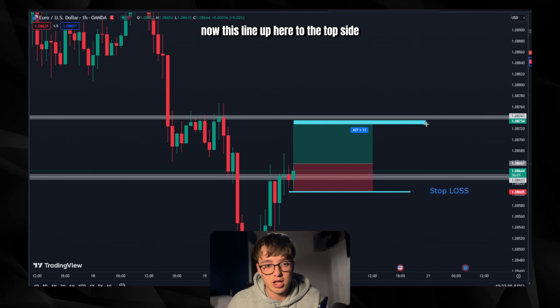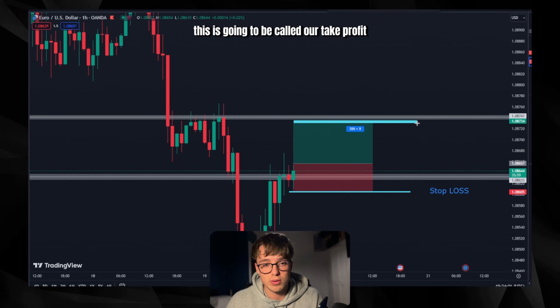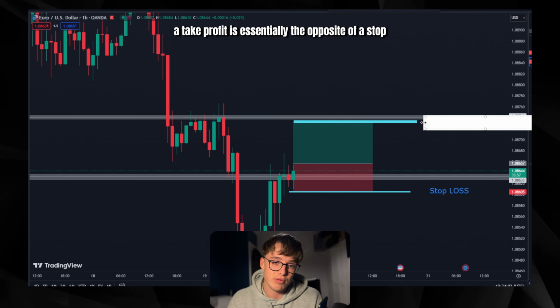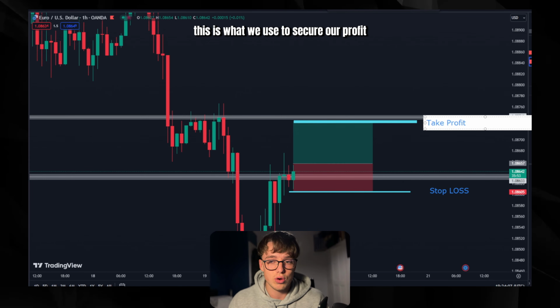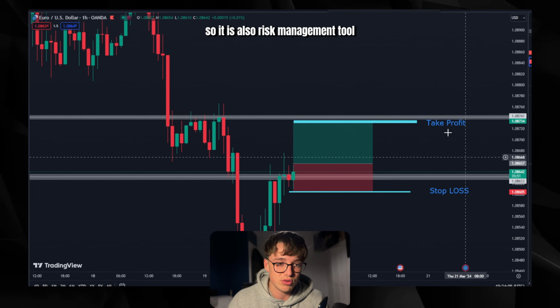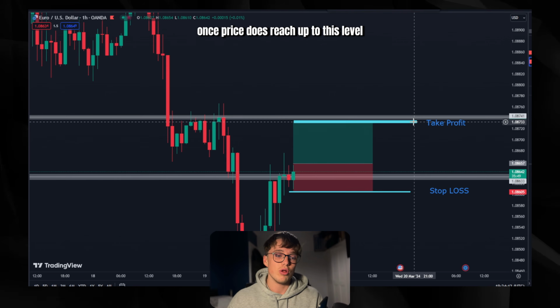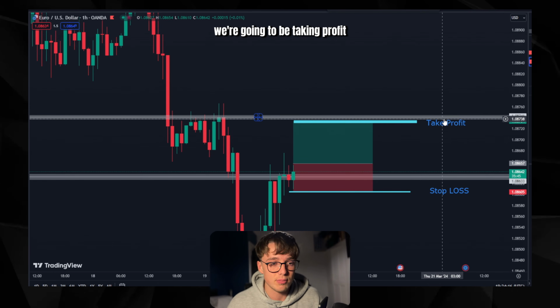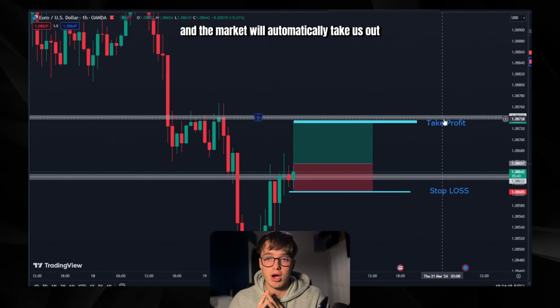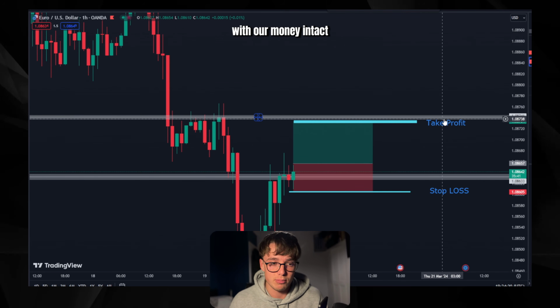Now this line up here to the top side is called our take profit. A take profit is essentially the opposite of a stop loss, right? This is what we use to secure our profits. So it is also a risk management tool, but in a positive way. Once price does reach up to this level, we're going to be taking profit right there, and the market will automatically take us out with our money intact.